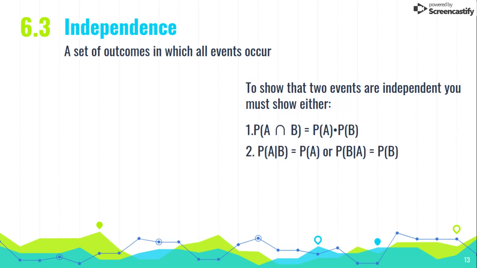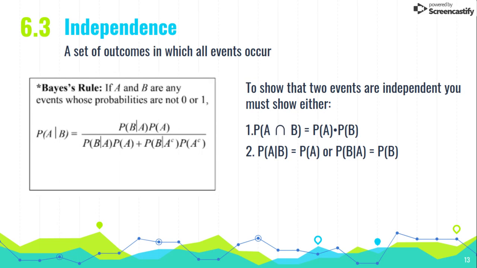To show that two events are independent, you must show either that the probability of A and B equals the probability of A times the probability of B, or that the probability of A given B equals the probability of A, or the probability of B given A equals the probability of B. Basically, you have to show that the probability that an event occurs is not changed even if another event occurs before it.